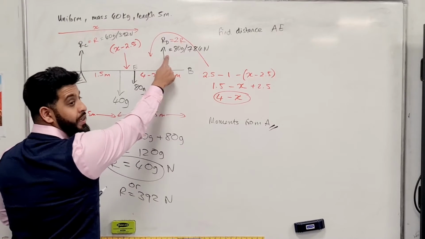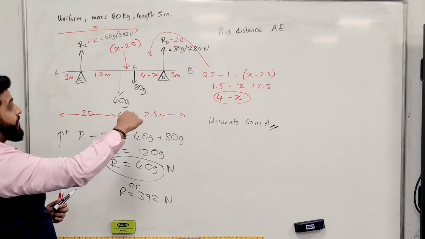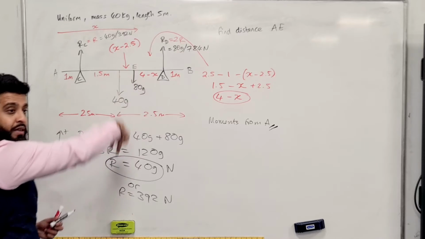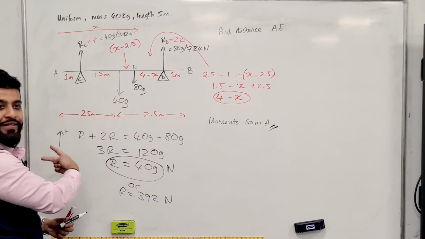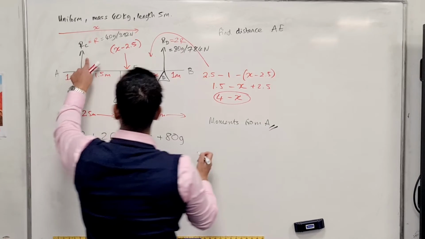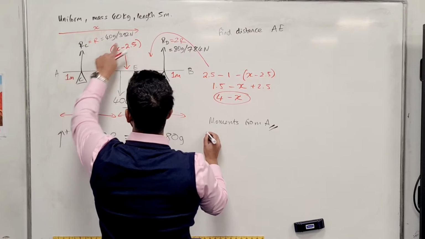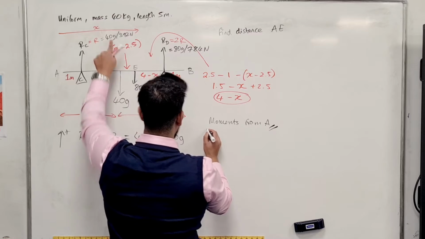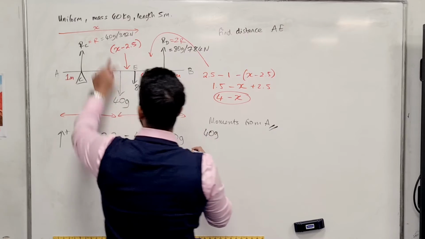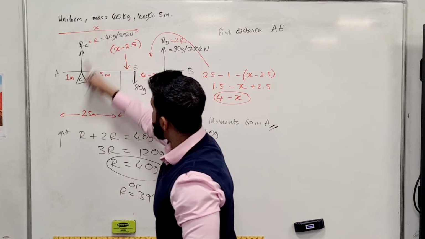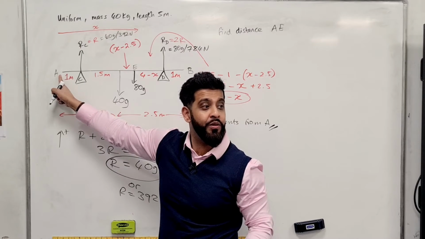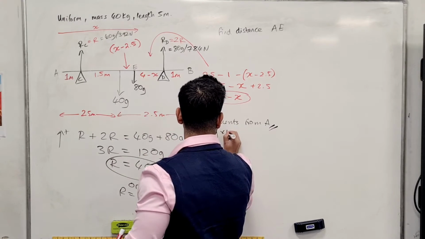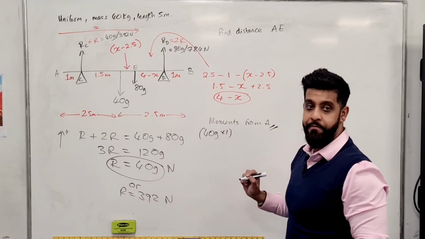This is also going to be anti-clockwise. These two are going to be clockwise. So it's going to be these two on one side equal to those two on the other side. All right? So let's put that in first. So R, which we know is, shall we use 40g for now, yeah? Let's just use 40g. So 40g times the distance to the point that we are taking moments from, which is 1. So 40g times 1, right?